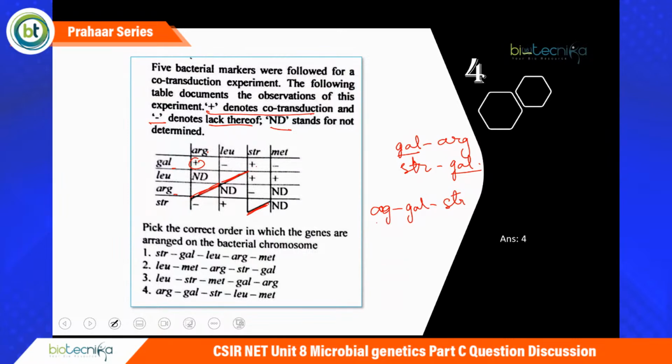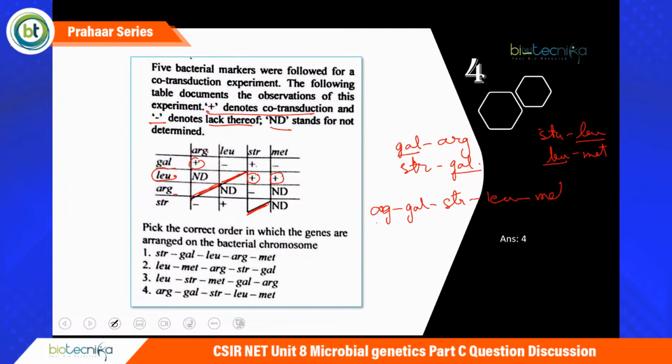Now next one, if we see LEU, LEU is also co-transducing with STR and MET. Okay, so if LEU is co-transducing with STR and MET, so similarly क्या conclusion निकलता है कि STR and LEU can co-transduce, and LEU and MET can co-transduce. Okay, तो again इन दोनों में से common है LEU, that means LEU has to be present between STR and MET. Okay, तो अगर हमने STR को यहाँ पे place किया है तो let's see if this one works or not. Okay, so this is like a trial and error.